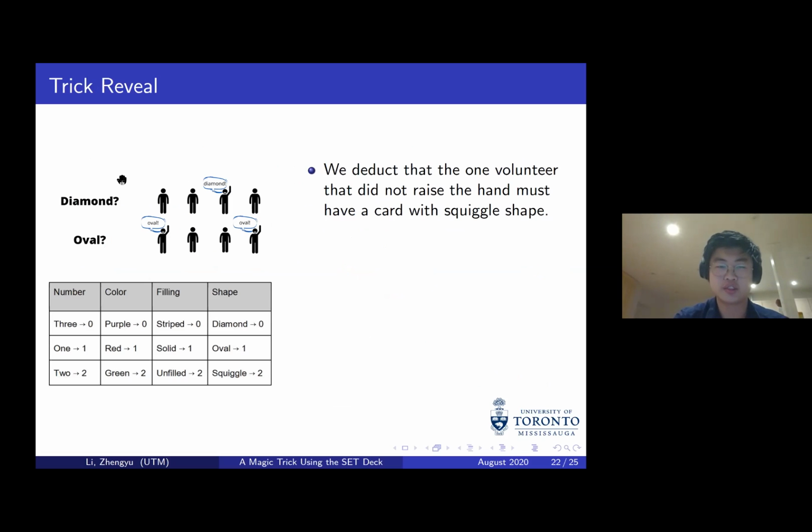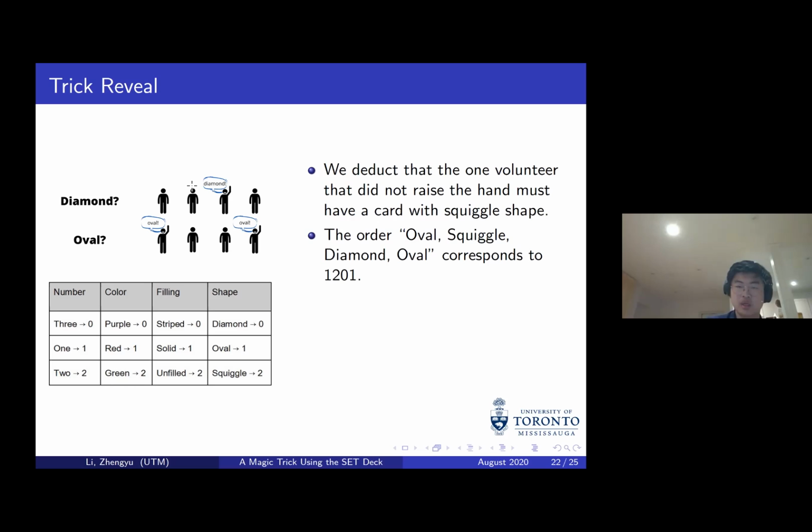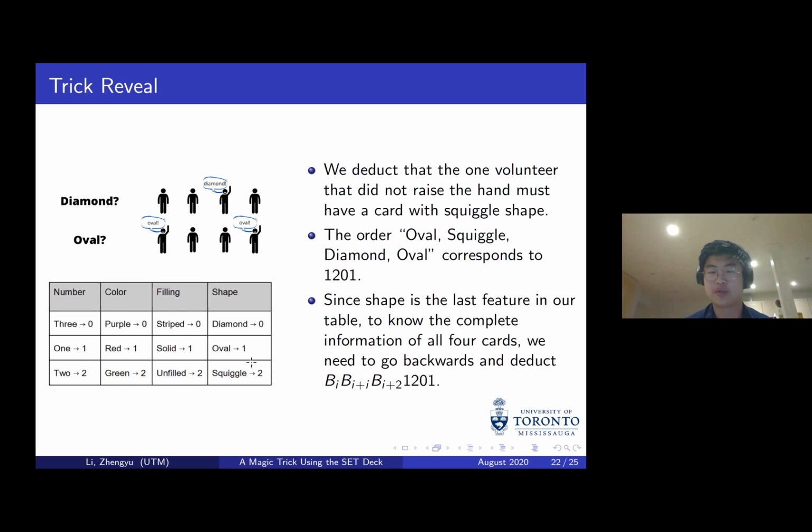So here's a quick graph showing what is going on, just to have a better visualization of it. So if the third volunteer has diamond and the first and the fourth volunteers have oval, then we automatically know that the second volunteer must have squiggle because we only have 3 possibilities in total. And now we have obtained the order: oval, squiggle, diamond, and oval. And if we match it to the table, that actually corresponds to 1, 2, 0, 1. So that's the sequence we have right now.